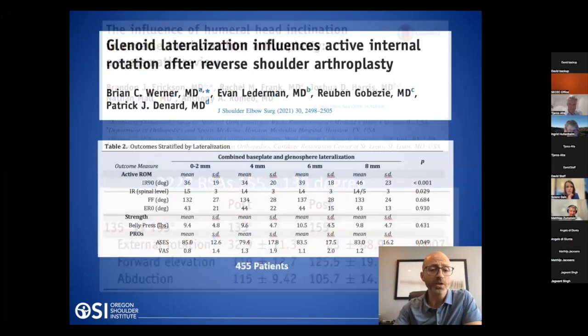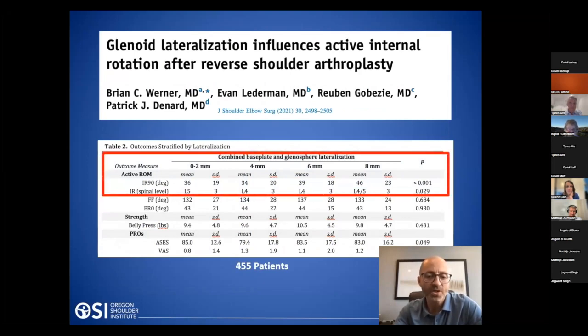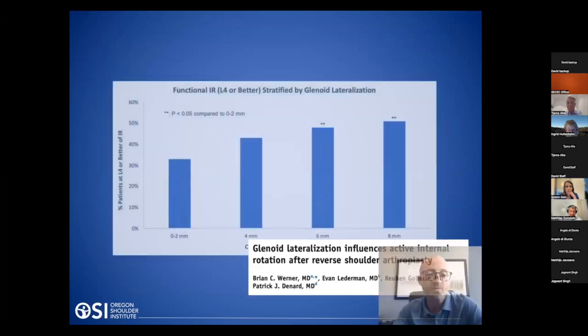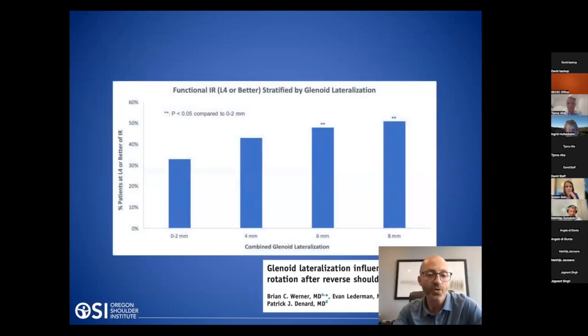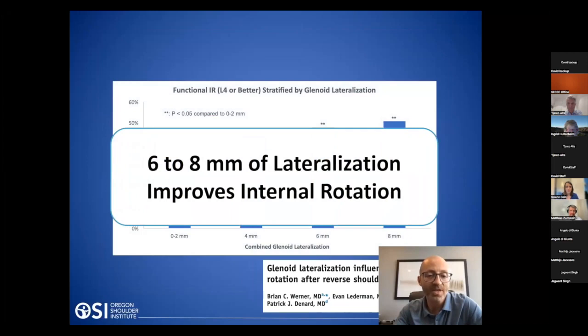We looked at lateralization specifically, comparing out to 8 millimeters of lateralization, a series of 455 patients. And we noted that internal rotation was improved when we used 6 to 8 millimeters of lateralization with a 135 prosthesis compared to 4 millimeters or less, as is shown here. So the clinical evidence suggests that 6 to 8 millimeters of lateralization improves internal rotation.